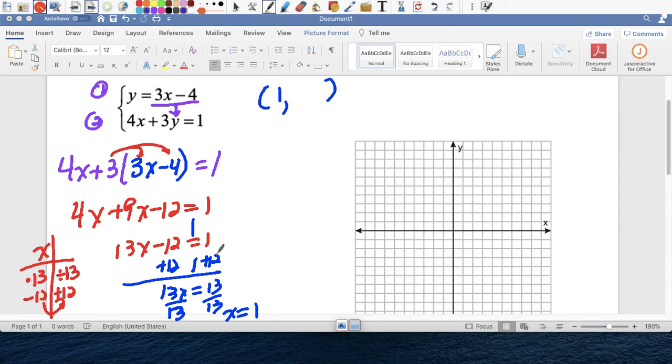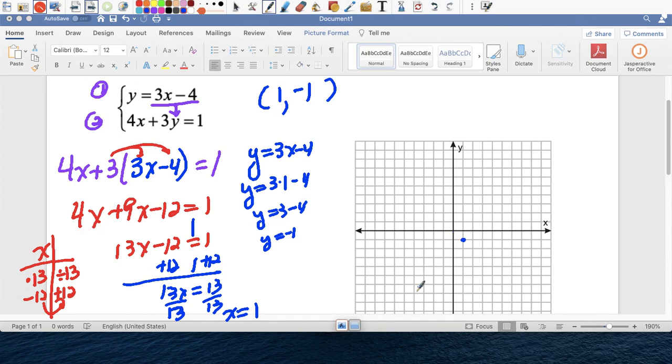I need my y value. So I'm going to take that x value that I just found and pick any equation, 1 or 2. I'm just going to pick 1 because it's easier. And instead of the x, we're going to substitute it with 1. So we get y equals 3 times 1 minus 4. Y equals 3 minus 4, and y equals negative 1. So my second coordinate point is good. So point of intersection is 1, negative 1.